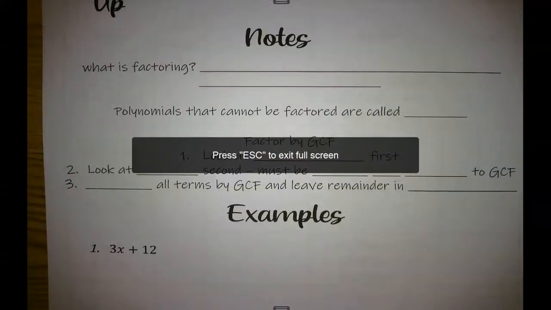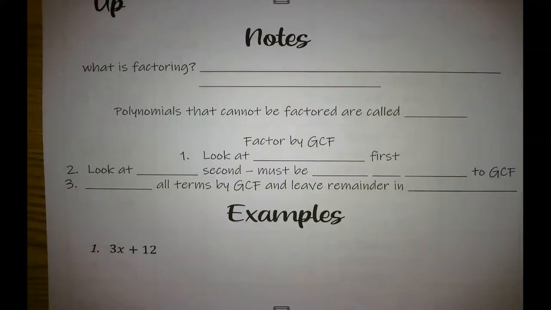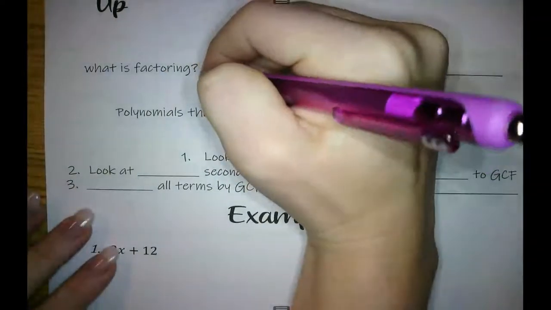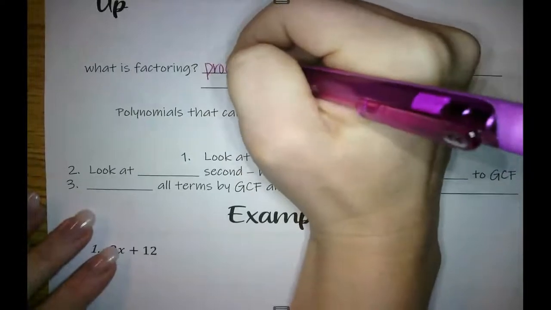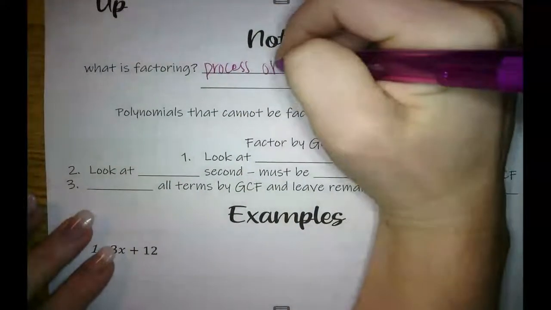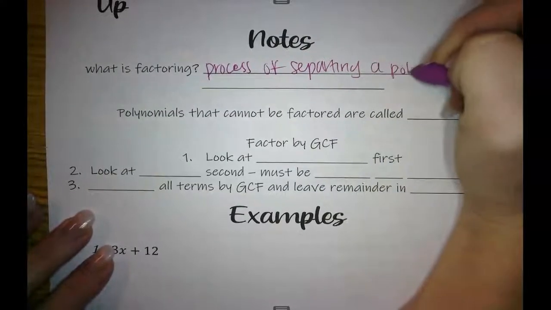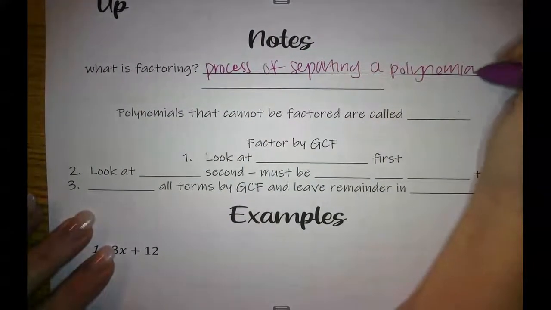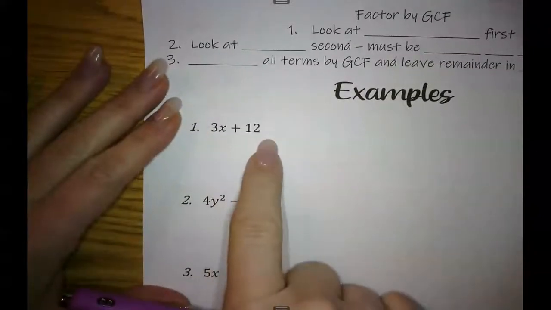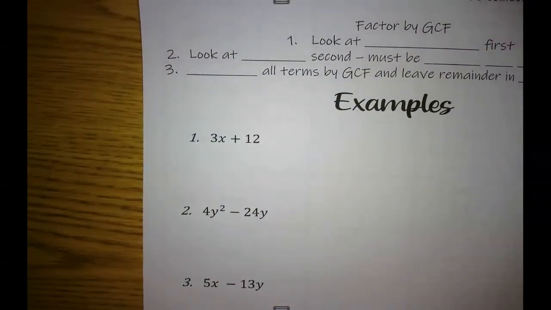Factoring by greatest common factor. GCF stands for greatest common factor. So first of all, what is factoring anyways? Factoring is our process of separating a polynomial. So we're going to have our polynomial with our variables, and we want to separate them.